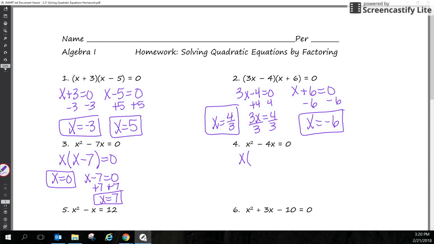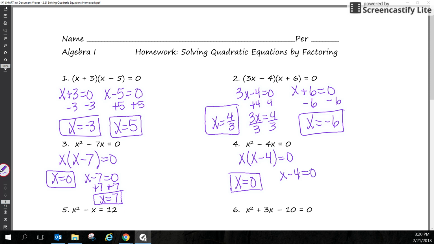What times x will give me x squared? That would be x. What times x gives me negative 4x? That's negative 4. And that's equal to 0. Now that I've got it factored, I'm going to split them up into my two factors, x equals 0, and then x minus 4 equals 0.